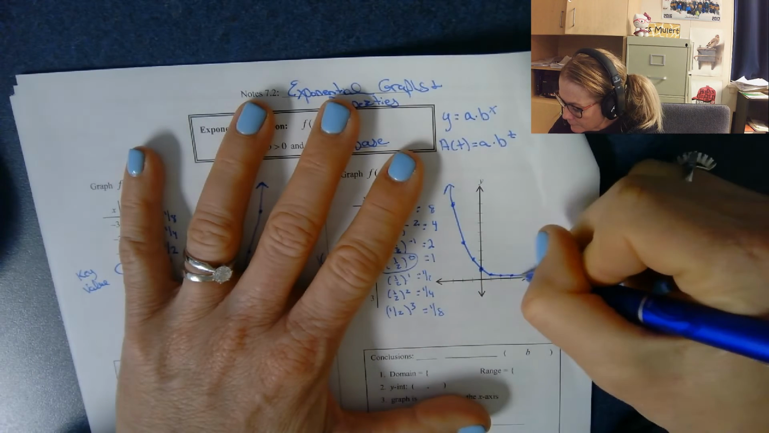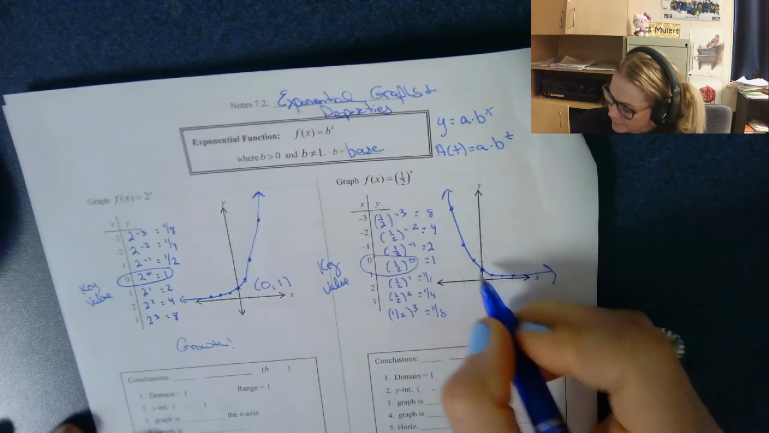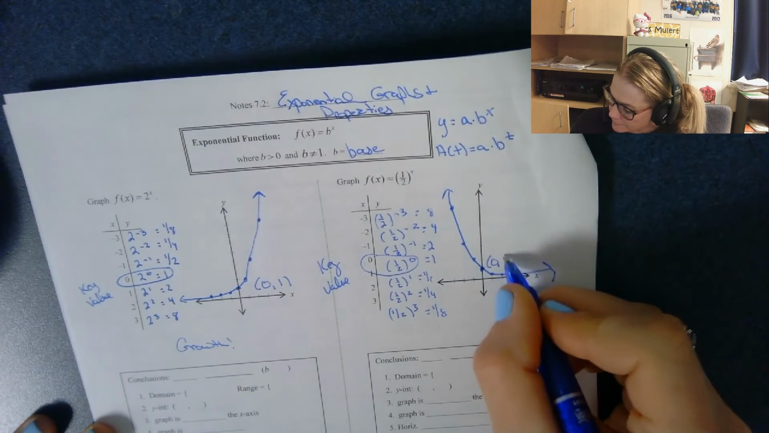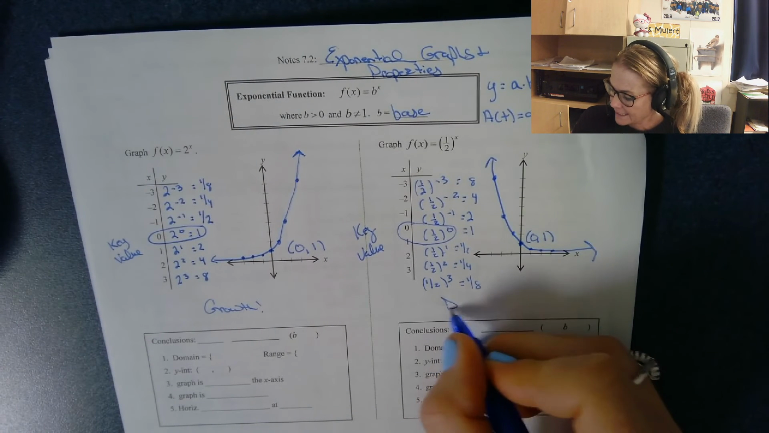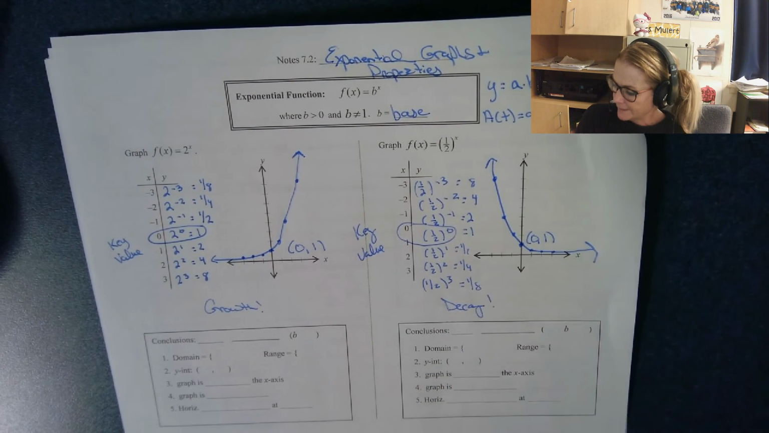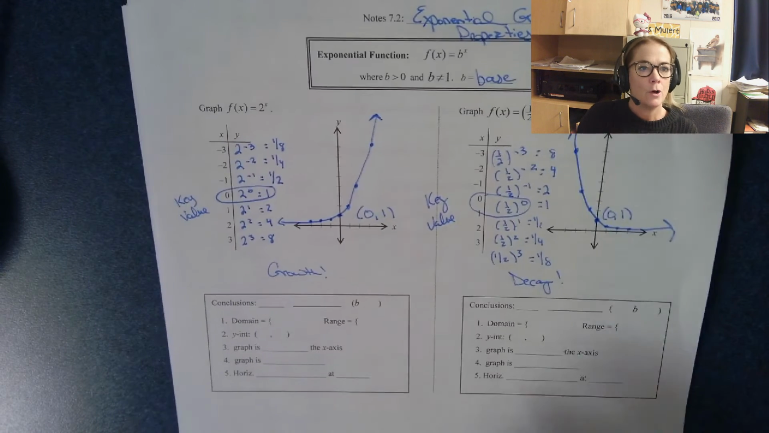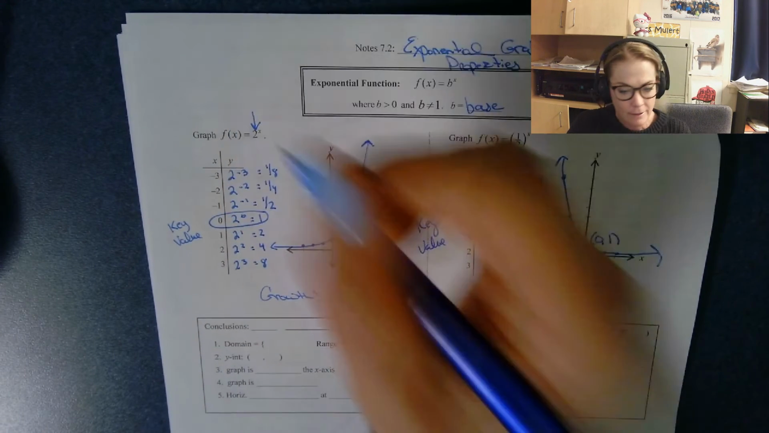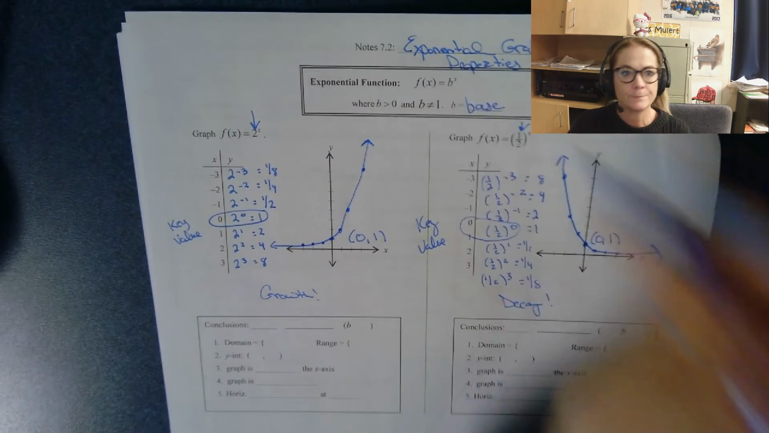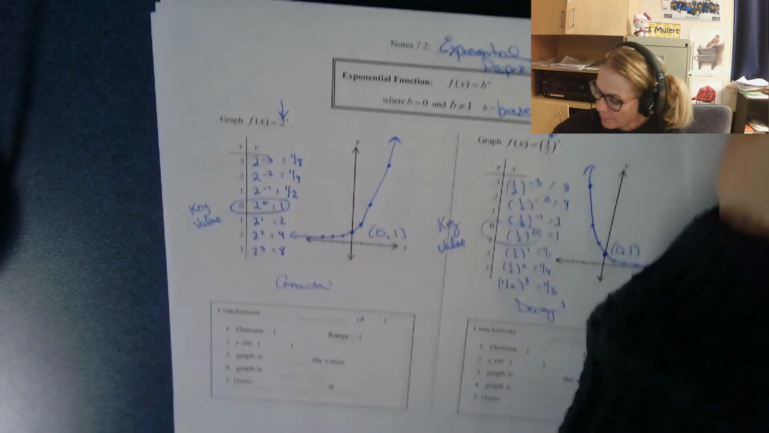All right, and so that's (0, 1), the key value right there. And this is the parent function for decay. So one is growth, and one is decay. And look at the difference right there and right there. Okay, so some properties with this.